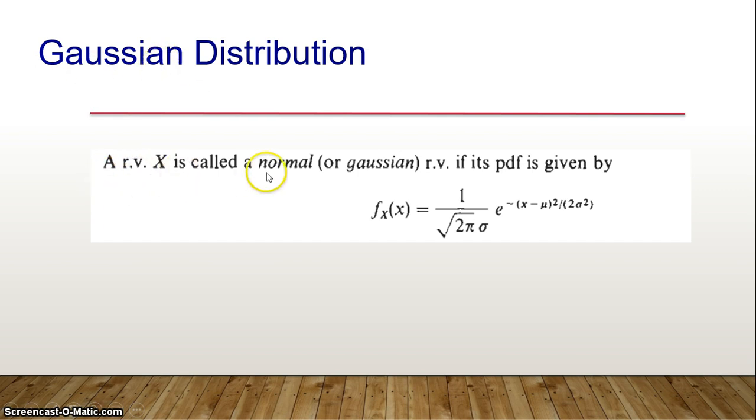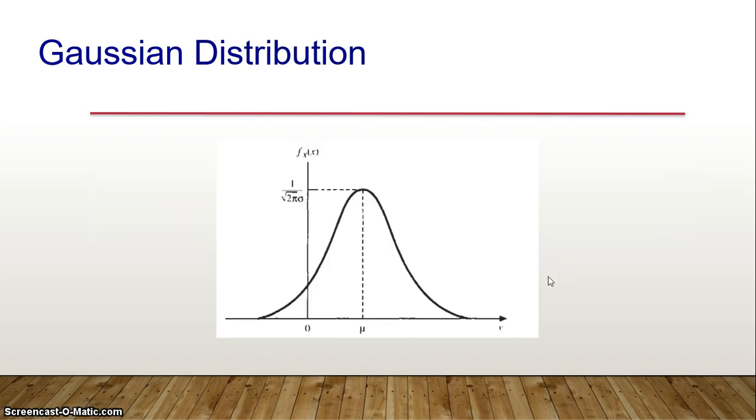A random variable x is called a normal or Gaussian random variable if its density function is given by f_X(x) = 1 by square root of 2 pi sigma, e power minus (x minus mu) whole square by 2 sigma square. Sigma is the standard deviation, and mu is the mean. So this is the Gaussian density function, having its maximum value at the mean mu, which is 1 by root 2 pi sigma.